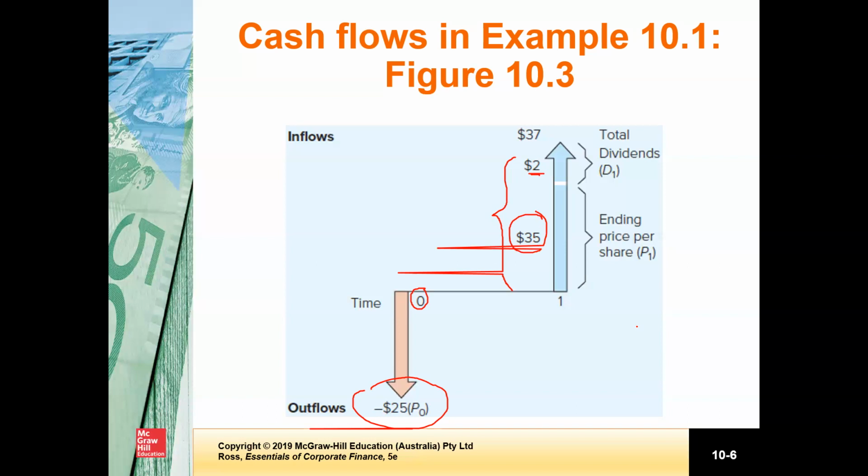So these are your return components: the $2 dividend, and the difference between your sale price and purchase price. We have already explained how we calculate the returns.